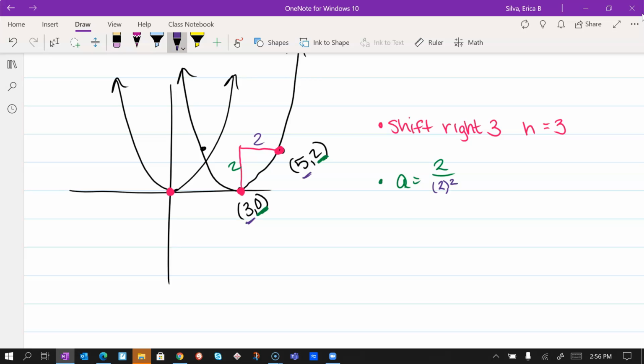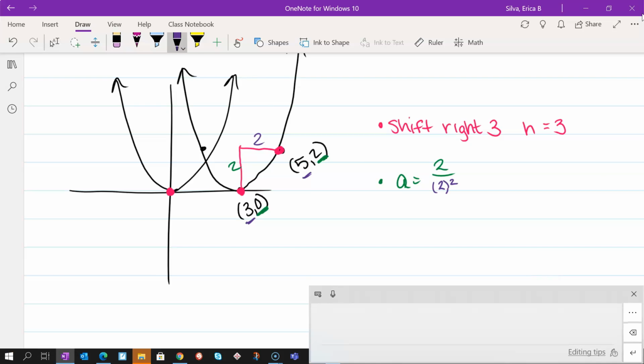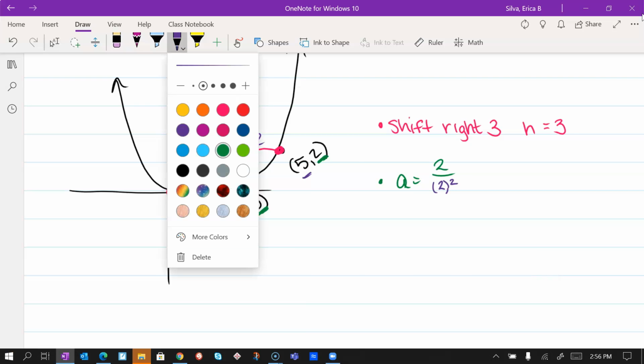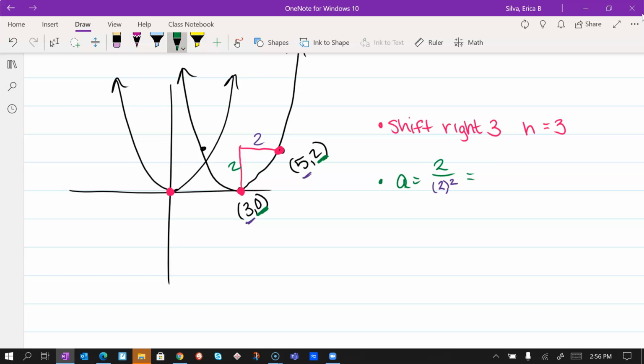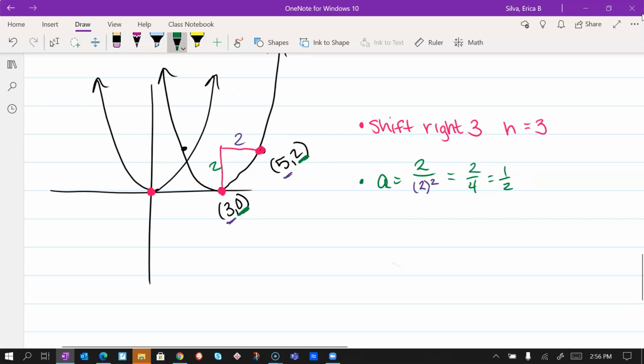And what are we going to do to my horizontal change? Square it. So we've got 2 divided by 2 squared, and 2 squared is 4. So we've got 2 over 4, and we always simplify. What's 2 divided by 4? 1/2. So what happened to my graph? Did it shrink or did it stretch? It shrank, right? The number got smaller than 1.